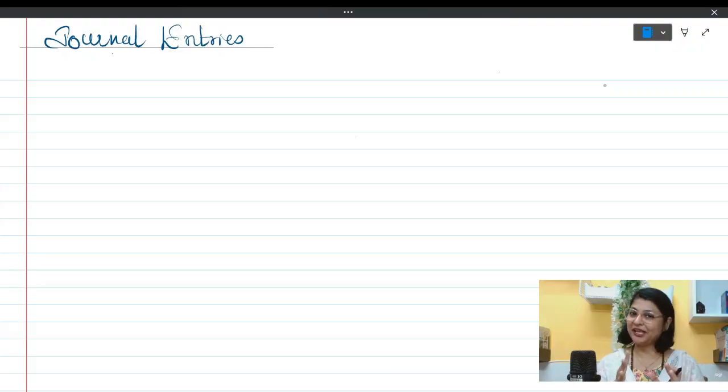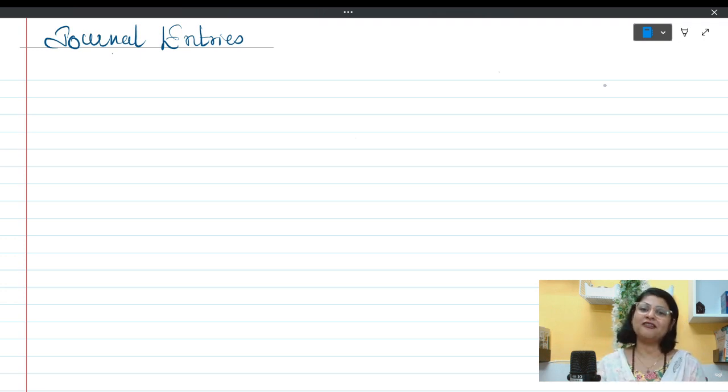You all must have studied in theory that the accounting process starts with identification of the transaction, whether that transaction is measurable in money or not, whether it is related to business or not. If it is fulfilling both these criteria, then we decide to record this transaction in the books of accounts, and the first place where we record this transaction is known as journal. So the first book where the recording of transaction will be done is known as the book of journal or journal entries.